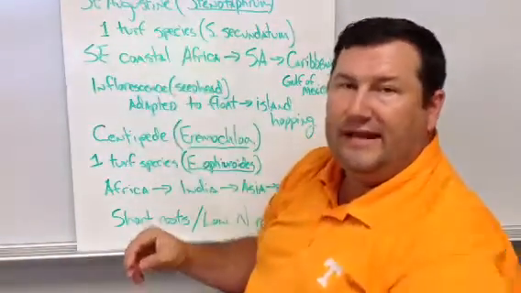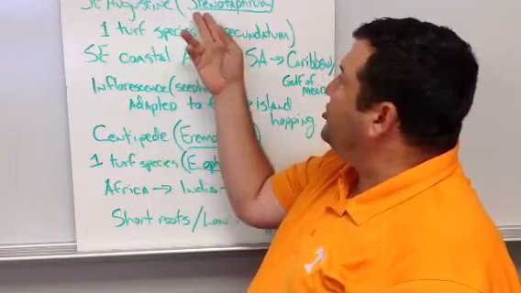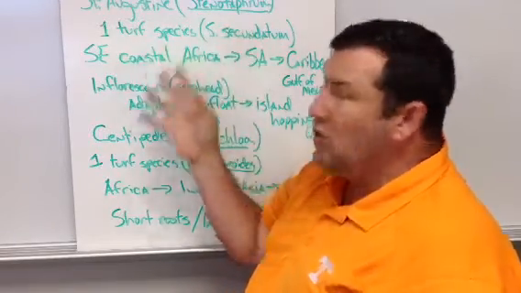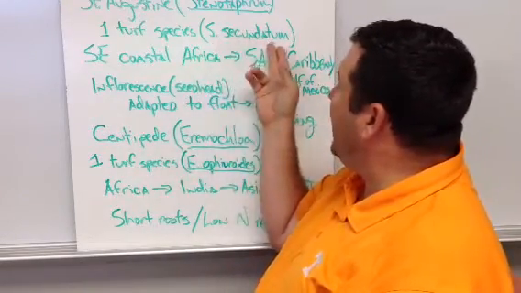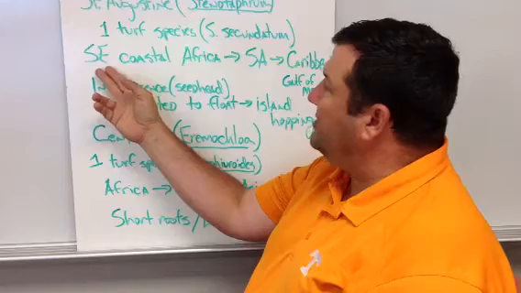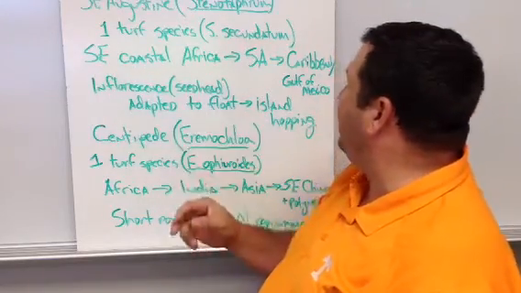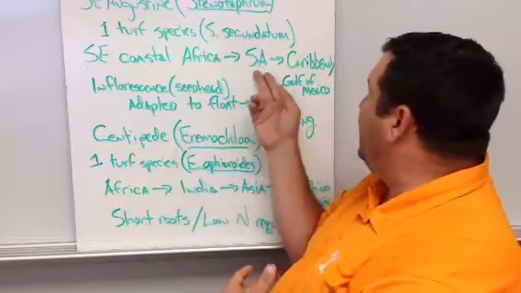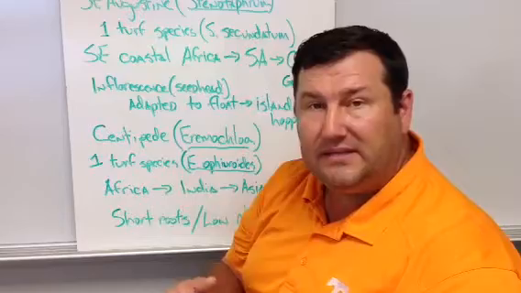St. Augustine grass is a grass that we use today. Its genus is Stenotaphrum. There's only one turf grass species that we use, which is Stenotaphrum secundatum, and it's believed that its primary origin was in southeast coastal Africa, which then migrated to South America as the continents diverged, and then into the Caribbean and Gulf of Mexico.